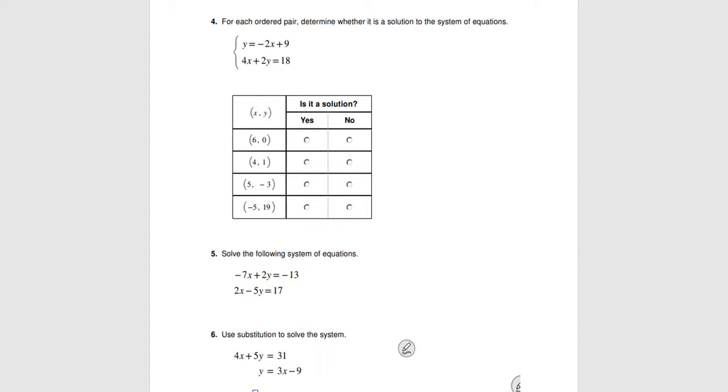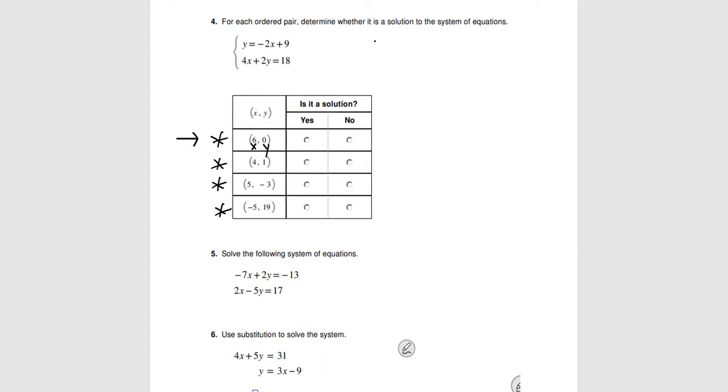Okay, so the next type of problem that you will see on your assignment is you are going to be given a system and you are going to have to determine whether the solutions that you are given really are solutions to that system. And you just have to say yes or no. So remember, if an ordered pair, or if a point is a solution to the system, when you plug the x in for the x and the y in for the y into both equations, it needs to make both equations true.